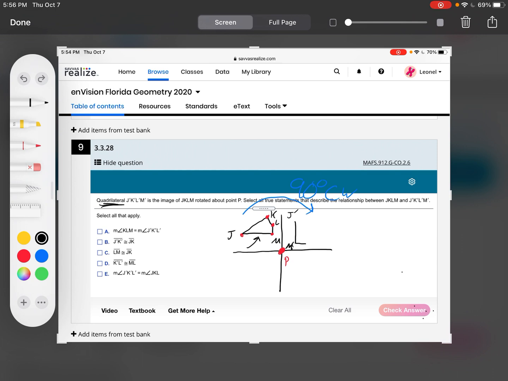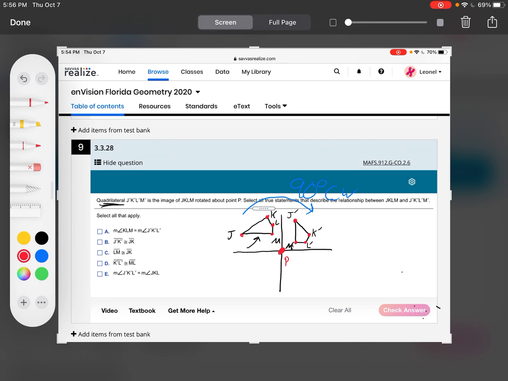Sorry guys, trying to make it accurate. It's probably not that important, but okay, so that'll be J, M, and then this will be L prime. Whoops, the other one. L prime, K prime. So this is rotated 90 degrees.